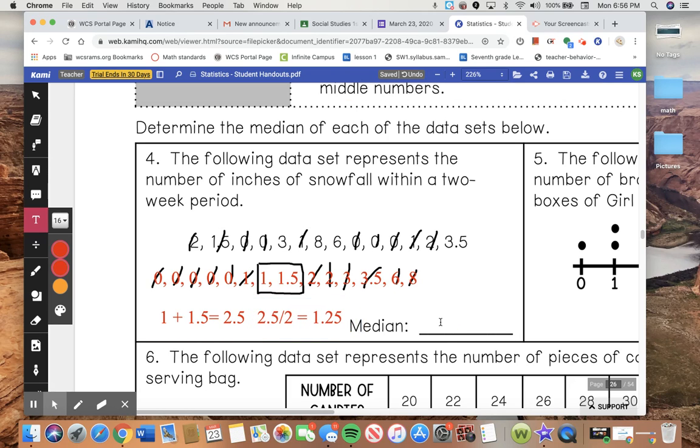So that means our median is 1.25. So again, I put all those in order, and then I went from outside in, working to find my middle number. And it ended up that I had 2 middle numbers, so I had to add them over here. I got 2.5, and I had to divide it by 2 because there's 2 numbers, giving me 1.25. So 1.25 is our median.